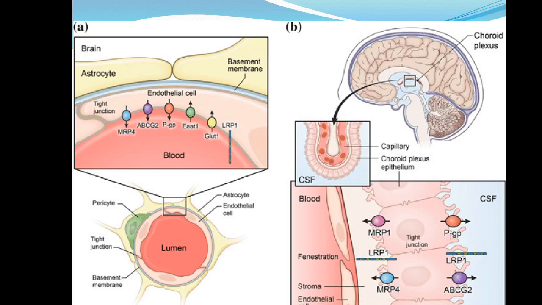In this diagram, you can see how the blood-brain barrier is formed. You can see the capillary endothelium, the endothelial cells. Here you can see the basement membrane, and here you can see the astrocytes that are tightly attached to each other.